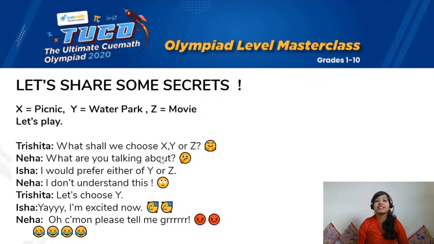So she basically does not understand what is X, Y or Z, because I have not told her what is meant by X, Y or Z. This X, Y or Z is only known to me and Isha. So anybody who is in between cannot understand what's meant by these letters. Okay. And then Isha says, I would prefer either of Y or Z. And then Neha again says, I don't understand this.